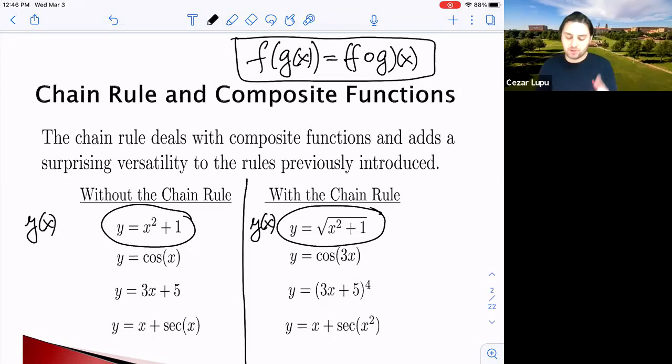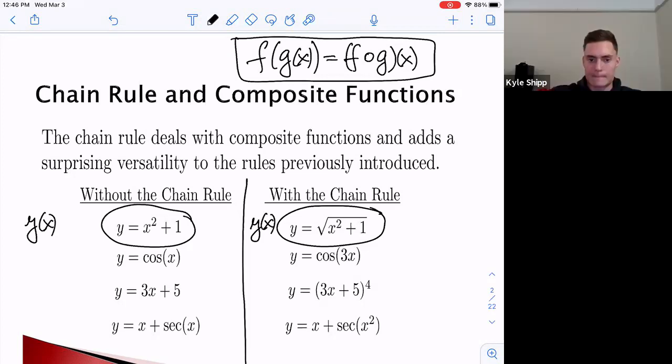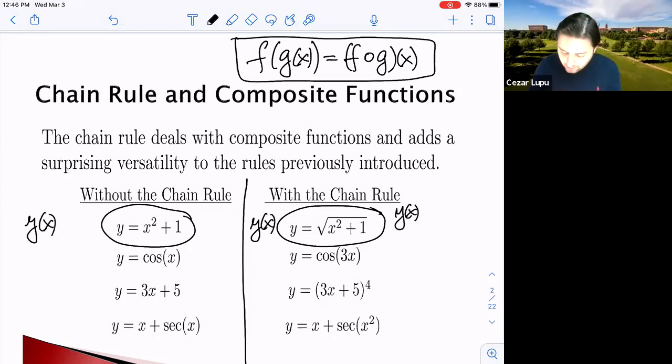Exactly. So let's say here that y of x is what? It is f composed with g of x. And who is f of x? Who is g of x? Tell me.